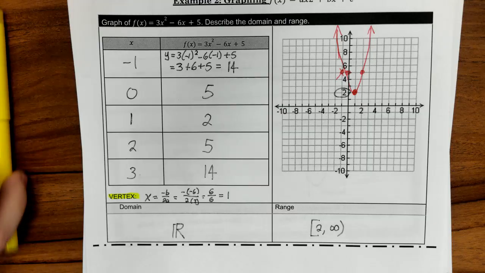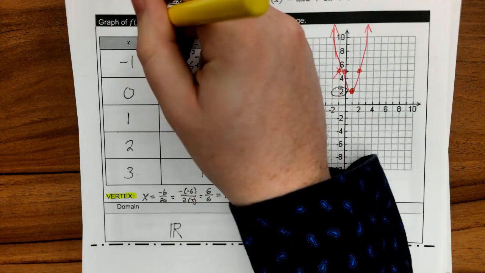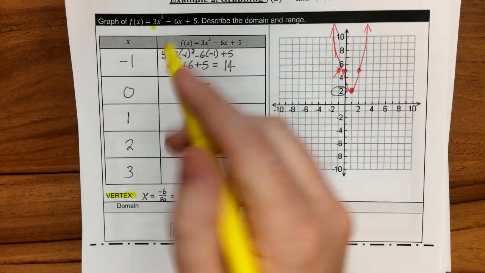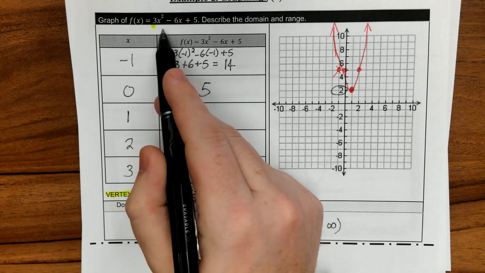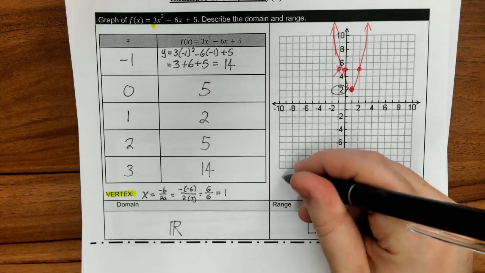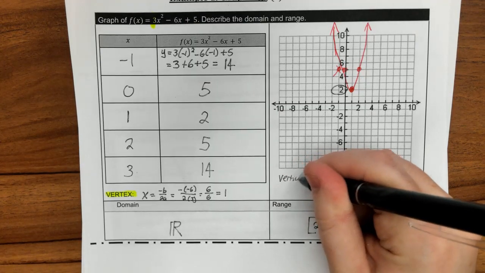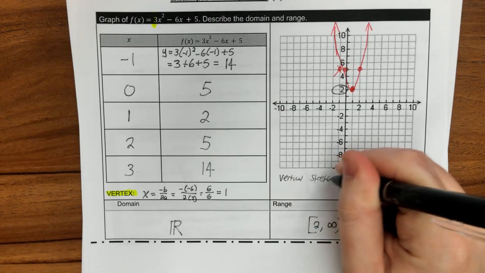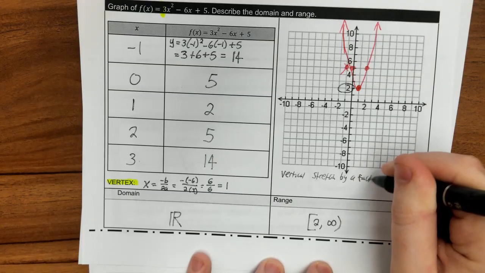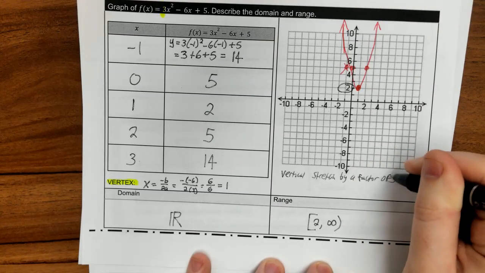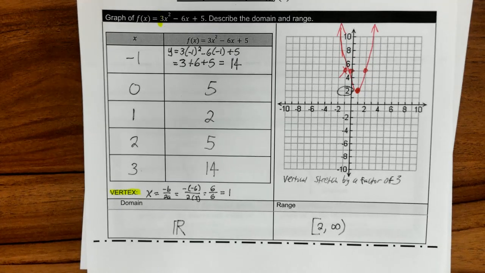Let's start by looking at the equation. Your a value is always still going to tell you how much we have a vertical stretch or shrink. Our a value is 3. So we know we have a vertical stretch by a factor of 3. Just like we've been doing it since 8.1.